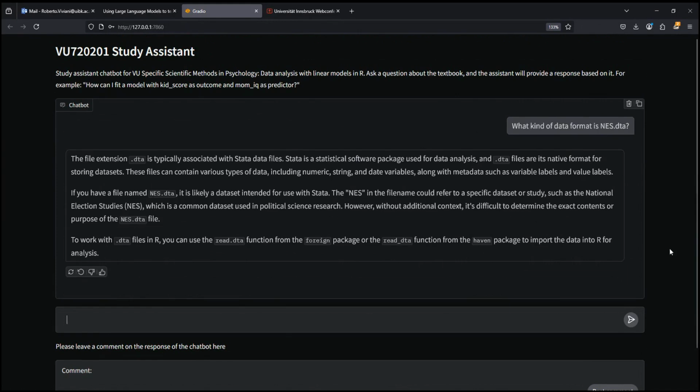Yes, this is much closer to what we wanted to hear, or what the student wanted to hear in this case. And we see that we even get a little instruction on how to work with this. So we can use in R the function read.dta with the foreign package. So the student automatically gets a little instruction on how to work with this for this specific problem. So yeah, I think it just goes to show that the more specific we are in how we ask questions, and the better the questions are, the better the system is going to respond.